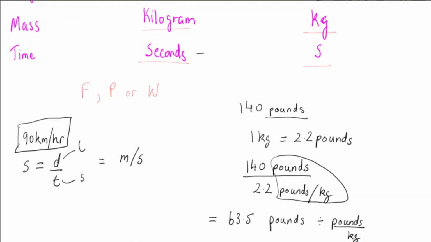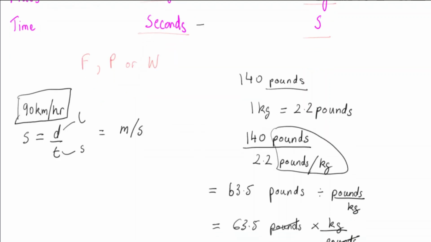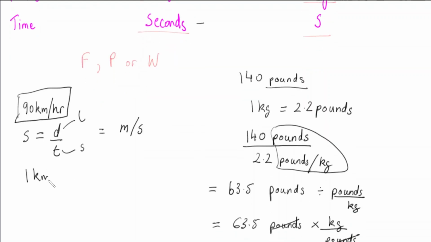So how do we go about converting this 90 kilometers an hour into something that looks a little bit more akin to meters per second? Well, 1 kilometer is equal to 1,000 meters, and 1 hour has 60 minutes in it, and each minute has 60 seconds. So we can convert this 60 minutes into 60 times 60 seconds, so we know there's 3,600 seconds in 1 hour, and we know there's 1,000 meters in 1 kilometer.